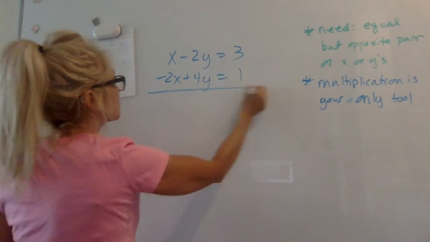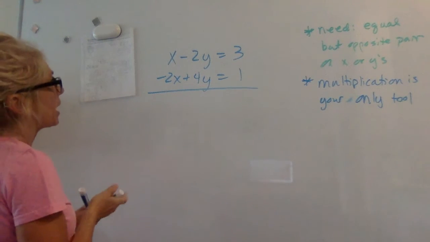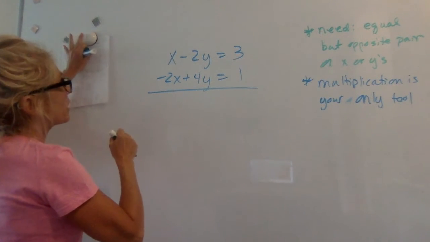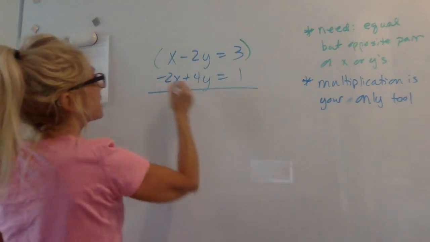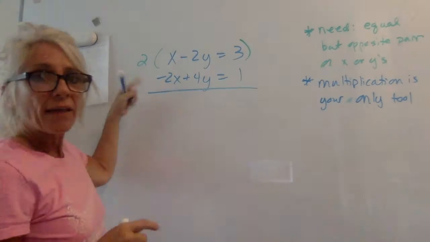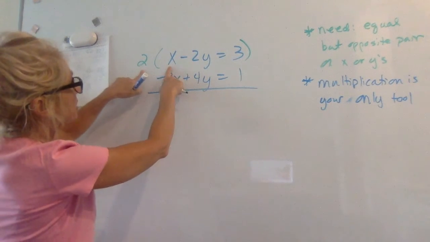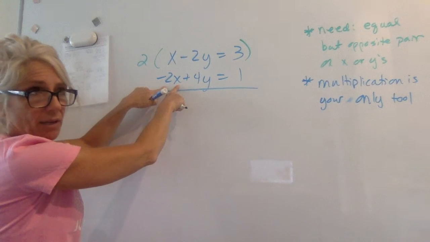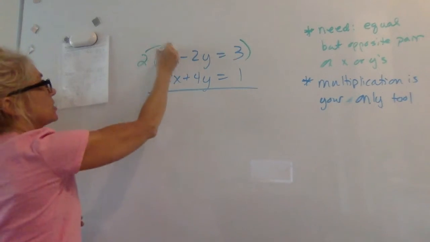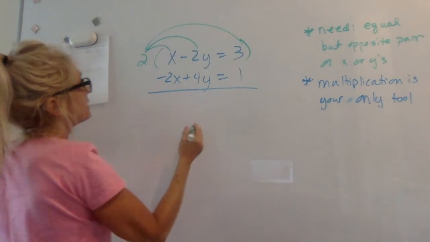And again, I need to create a pair that's equal but opposite, and I can do that in a couple of ways. What if I want these two to match up? My only tool is multiplying, so I'm going to multiply the top by 2, and this time I'll use a positive, so this will become a positive 2x, and we'll cancel with this negative 2x by having an equal but opposite pair. So I'll distribute, not forgetting that last guy.